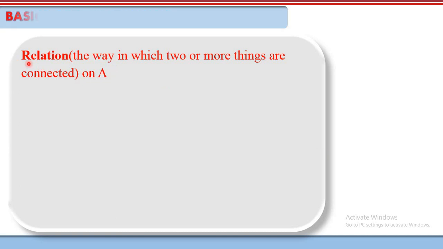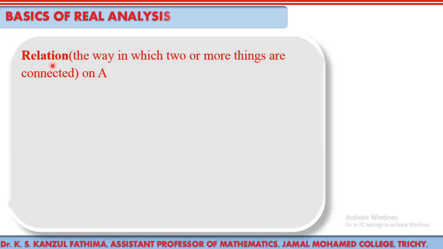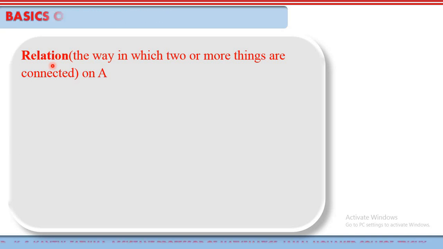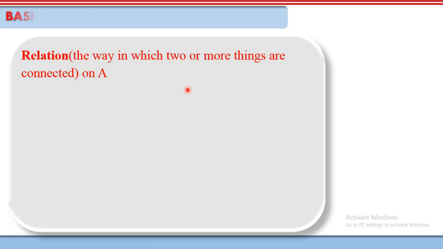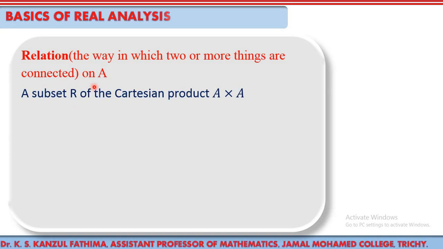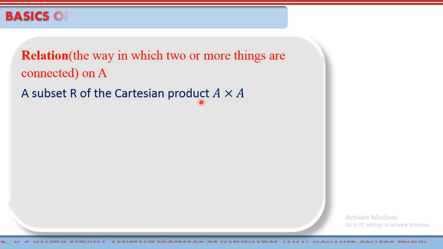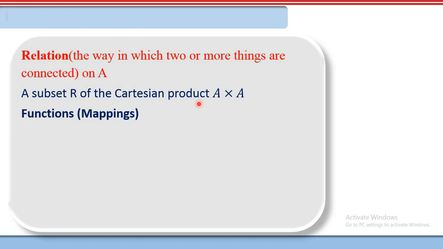Next one is relation. We come across many relations in our life, like mother, father, sister, brother, friends, etc. In general, relation means the way in which two or more things are connected. Mathematically, a relation on A is a subset R of the Cartesian product A cross A.